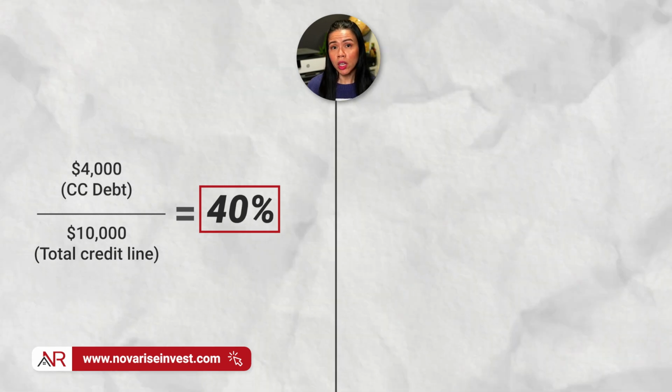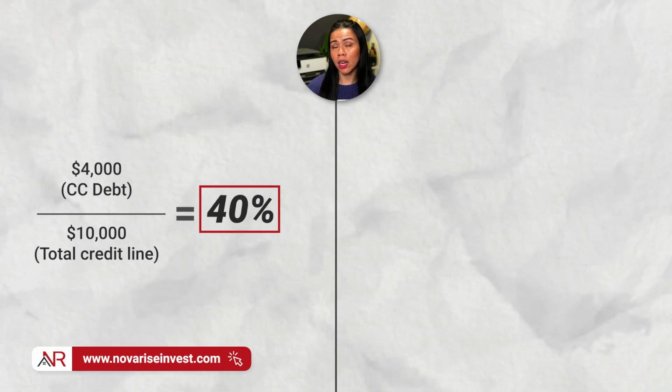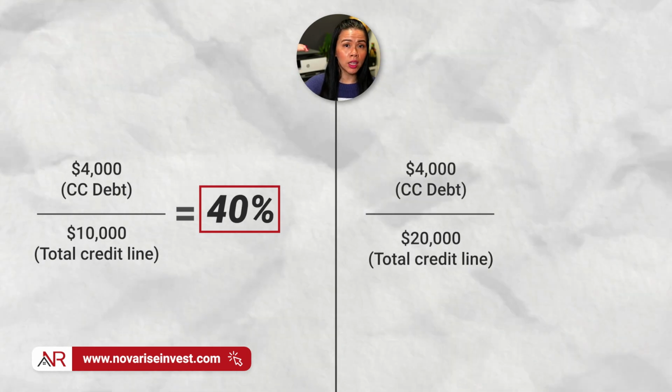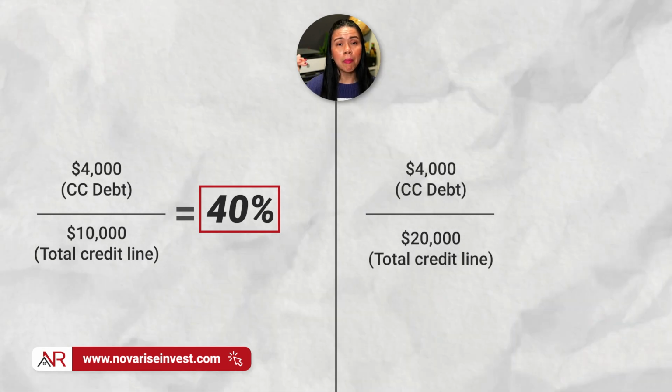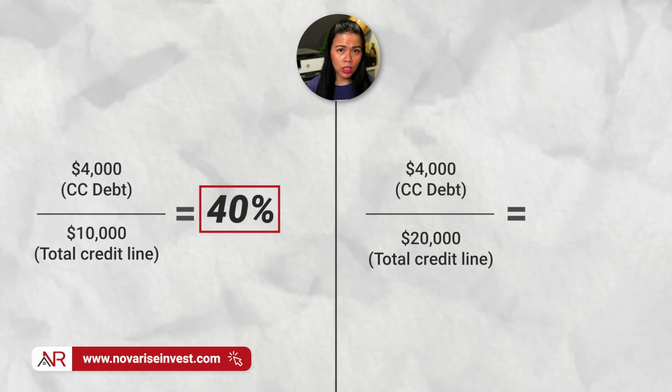But if you reach out to the lender and you request a credit line increase, let's say your total credit card line goes from $10,000 to $20,000. Now, if you divide that $4,000 in your debt by $20,000, now you're going to see a new credit utilization of 20%. And so all of a sudden, wow, your debt usage went down, and that increases your credit score almost instantly.